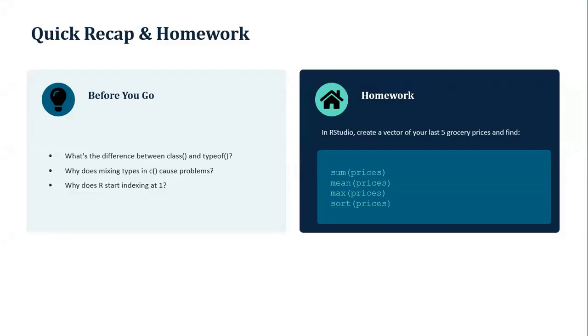Before you go, 3 things to sit with. What is the actual difference between class and typeof? Why does mixing types in c() cause problems? Why does R start indexing at 1 instead of 0? Homework: build a vector of your last 5 grocery prices, then run sum, mean, maximum, and sort on it.